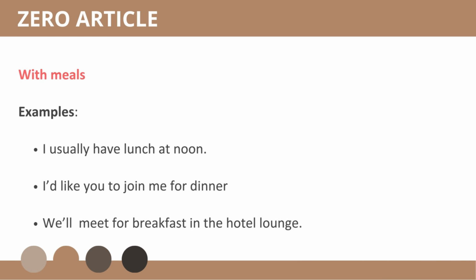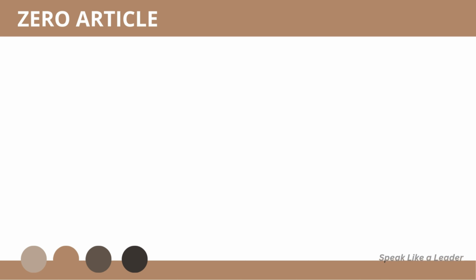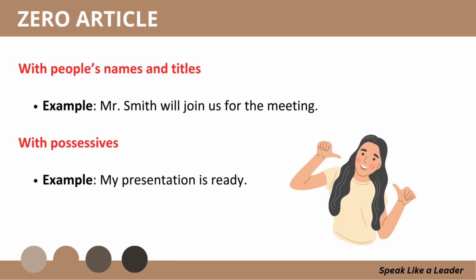Okay. When you're referring to meals, also do not use any article. Say, I usually have lunch at noon. Or in an email, you could say, I'd like you to join me for dinner at this restaurant. We'll meet for breakfast in the hotel lounge if, for example, you're in a conference. Also be careful with people's names and titles. Those don't have an article either. For example, Mr. John will join us for the meeting. Also possessive pronouns. My, yours, do not take articles. For example, my presentation is ready.